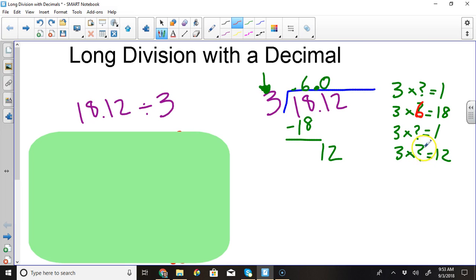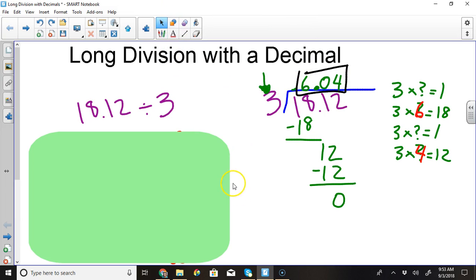What do we multiply by 3 to now get 12? And you know that that is 4. So we'll put a 4 right up here. 4 times 3 is 12. Subtract, and we've got nothing. No remainder here. And there's no more numbers to bring down, so the answer to 18.12 divided by 3 is 6.04.